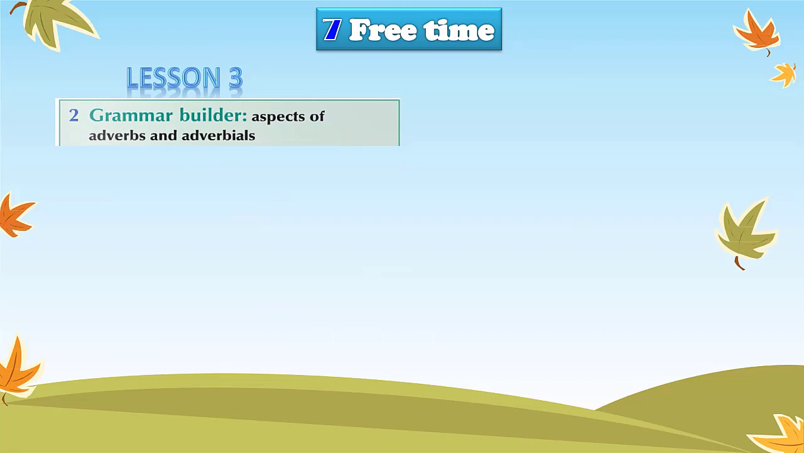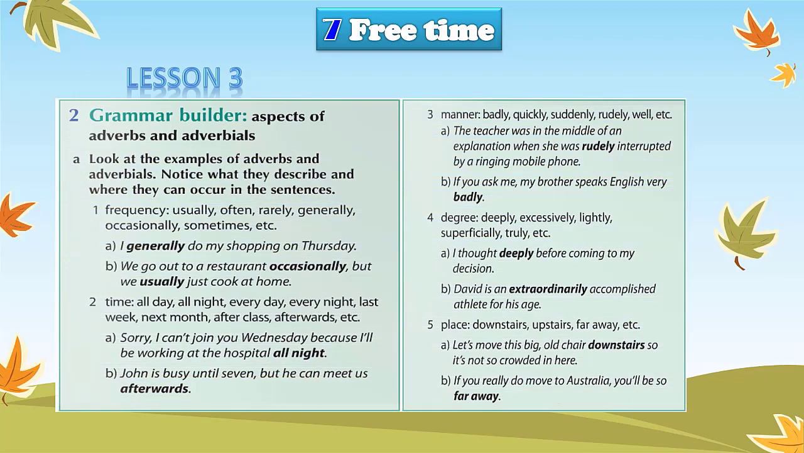Now let's go to the student book itself, and it talks about the different aspects of adverbs and adverbials. So here we have some words, adverbs of frequency. I gave you examples: usually, often, generally, occasionally, sometimes. Then adverbs of time include, or examples may include, all day, all night, every day, every night, last week, next month, after class, afterwards.